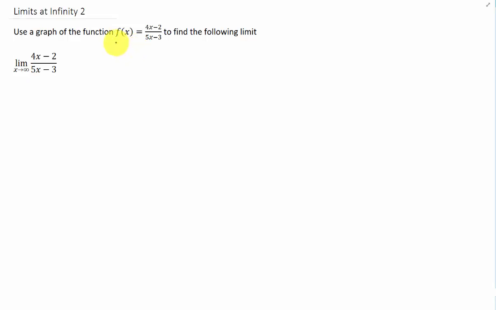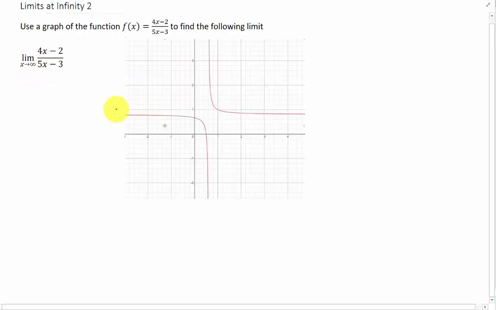In this problem, we're going to use the graph of this function to find the following limit. The limit is x goes to infinity of the function. So here's the graph right here, and I guess first of all I should say I would argue that we don't need a graph at all to take the limit of this function. In fact, this limit is pretty easy to take without a graph. But let's take a look.